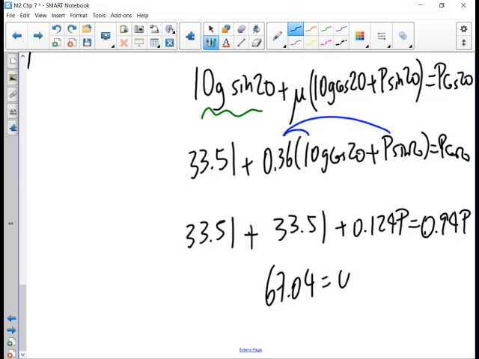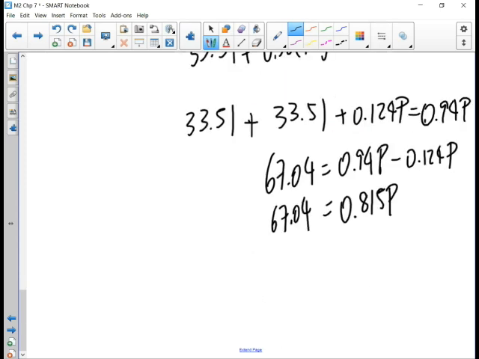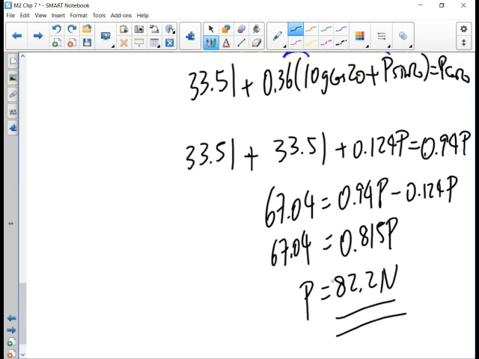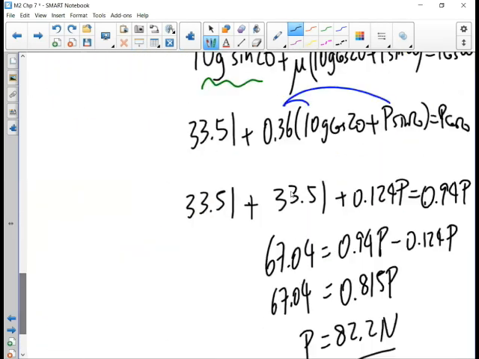On the right hand side, 0.94p subtract 0.124p will give you 0.815p. Why is there 5? Because of the decimal points. So 67.04 divided by 0.815 gives p equals 82.2 Newton. So in this example, you not only have to know how to use the previous steps from 7.1 and 7.2, but also very intricate decimal numbers you're dealing with.